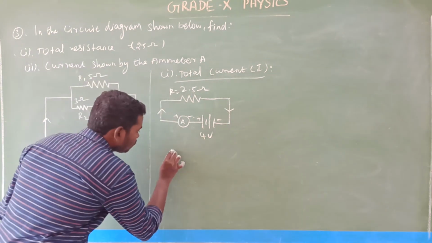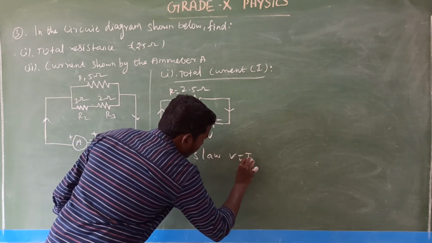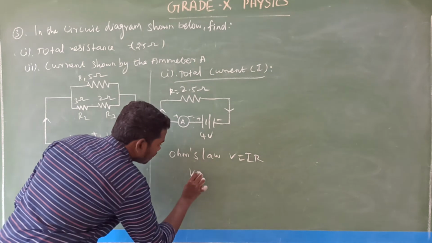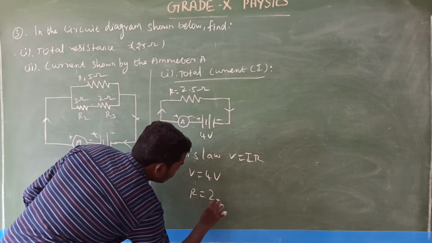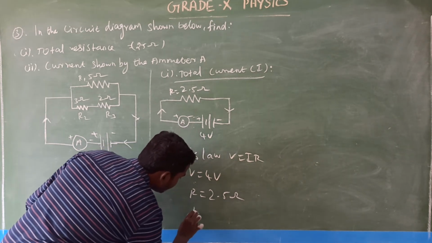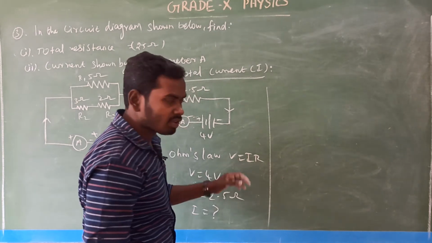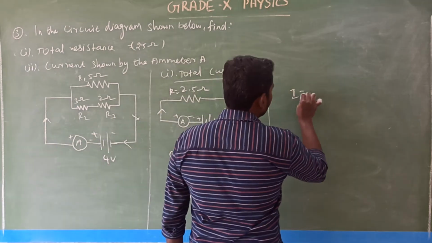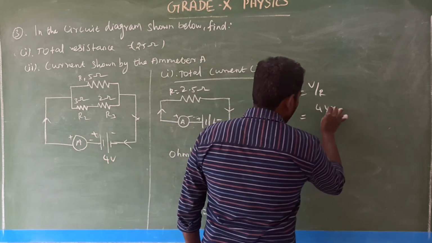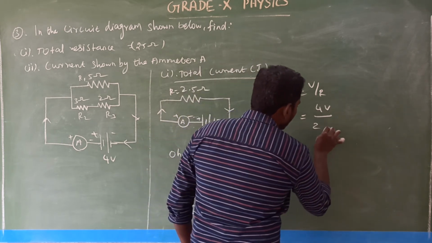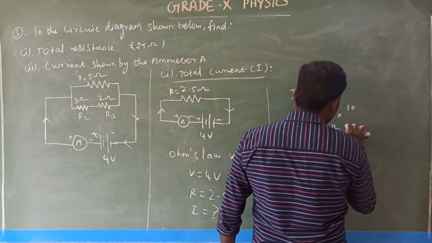According to Ohm's law, V equals IR. So what is the V value, sir? V is equal to 4 volt, and R is equal to 2.5 ohm. Then we need to calculate the I value. According to Ohm's law, V equals IR, so I is equal to V by R. V is 4 volt divided by R, 2.5 ohm. Multiplying both terms by 10, we can get a whole number.